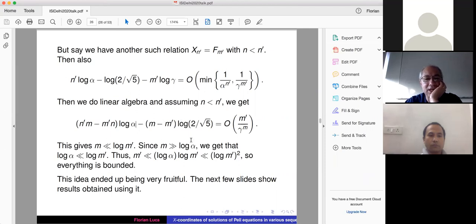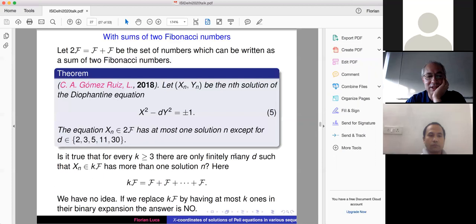And now those things are known, because here you just get the known number gamma, and therefore you're going to get that m is at most the logarithm of m prime when you do linear forms in logs. But m was also at least the log of alpha, which means that the log of alpha is at most the log of m prime. Thus m prime is at most the log of alpha times the log of m prime, which is log of m prime squared. How was that? That was very easy. And we bypassed all these GCD arguments and congruences and so on. So actually this approach was very useful.